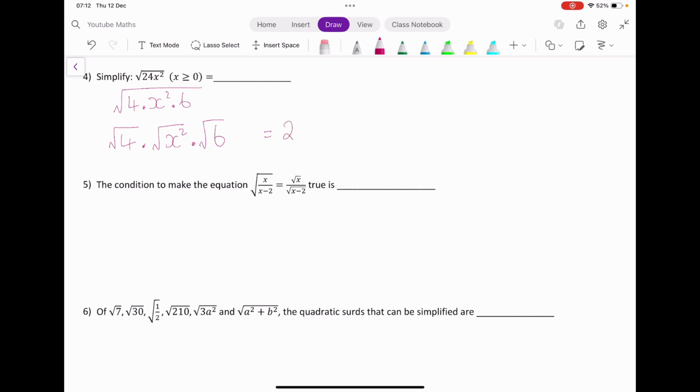Root 4 is 2, root x squared. Now looking at the condition, x is greater than or equal to 0, it means that this is positive, which means that it's just going to be x and then root 6.